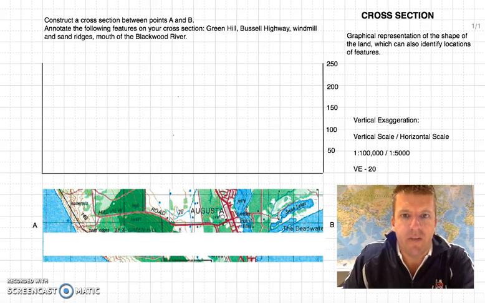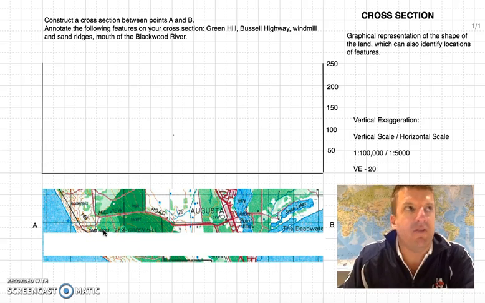Hey guys, we're going to have a look at cross sections in this clip, which is a skill that we haven't looked at thus far. So a cross section is a representation of the topography on a topographic map or the landscape, and on top of that representation we annotate it with either natural or human features.